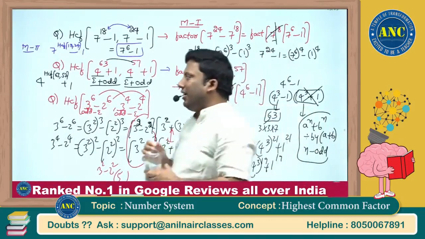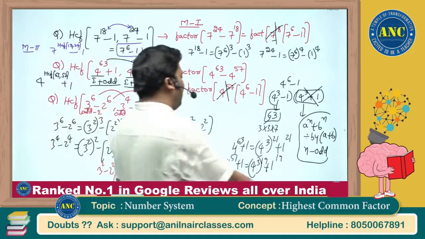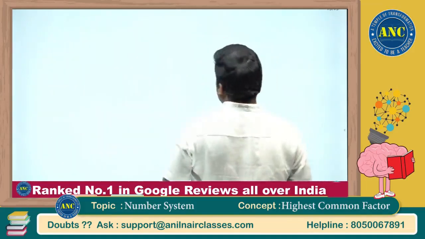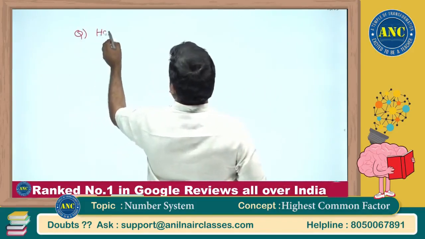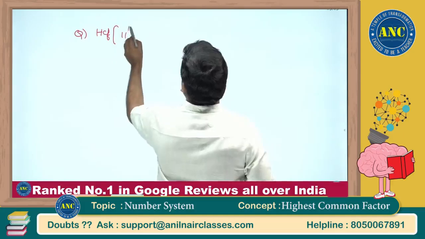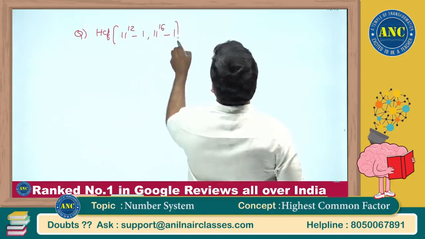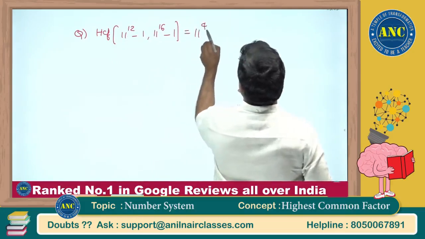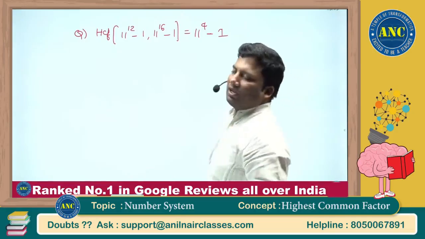Next question, please write down. Now we will do some questions orally. Some questions orally we will do depending upon whatever we have studied. Question. HCF of 11 power 12 minus 1, 11 power 16 minus 1. 12, 16. HCF it is 4. So answer is 11 power 4 minus 1.